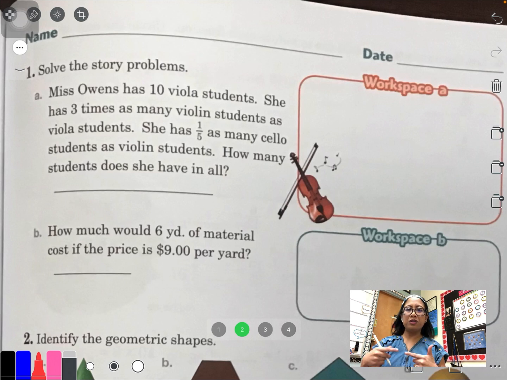All right, so I know there were a lot of words that were unfamiliar to you, but we're going to go over at least the different kinds of instruments that Miss Owens teaches. Reminds me of Miss Liggins. I'm sure she knows how to play all these instruments.